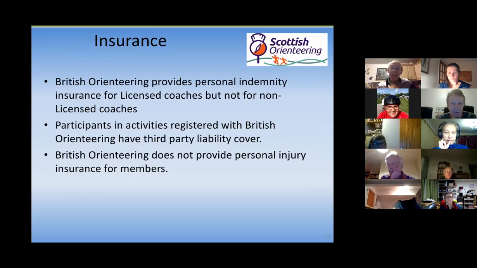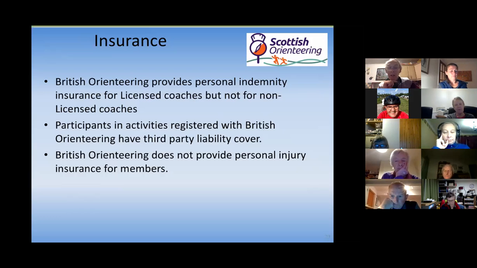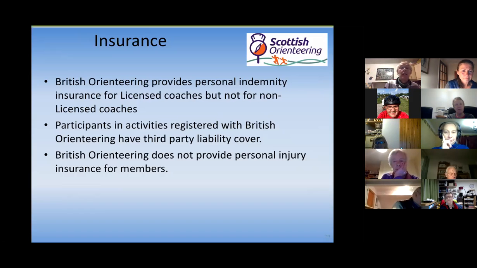Now, participants in activities registered with British Orienteering have third-party liability cover, right? That doesn't mean that they've got personal injury insurance because British Orienteering doesn't provide it. It means that if a third party wishes to bring a claim arising from what's going on in the activity, then there is insurance with British Orienteering that covers it, right? Should participants wish to have some form of insurance for themselves while participating in either an event or an activity, they need to get it for themselves. Right.